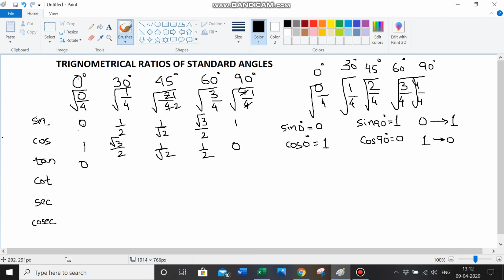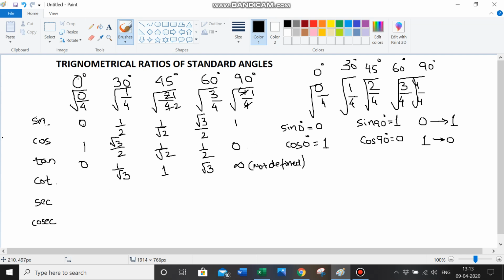Now let's go to tan. Tan is equal to sine upon cos. So 0 by 1 is 0. Half divided by root 3 by 2 is 1 upon root 3. 1 by root 2 divided by 1 by root 2 is 1. Remember, tan 45 degree is 1. Root 3 by 2 divided by half is root 3, and 1 divided by 0 is infinite or not defined. Dividing by 0 is not allowed in mathematics, so tan 90 degree is not defined.